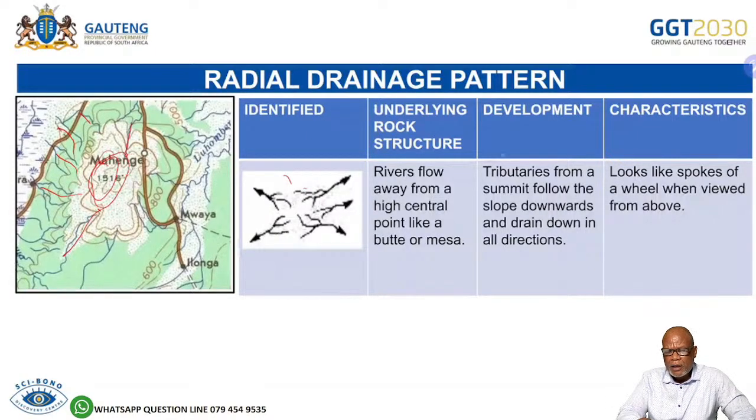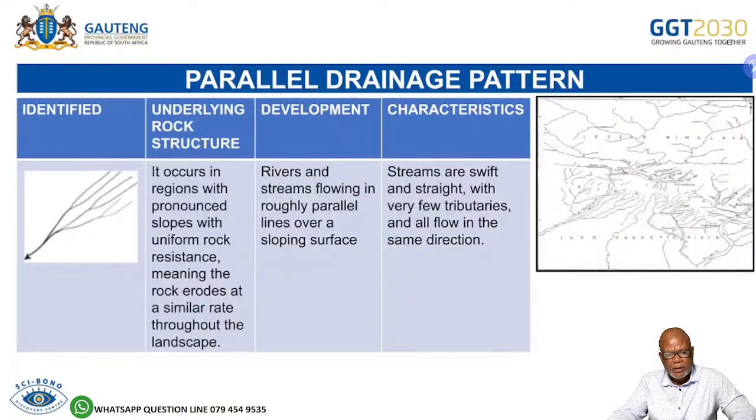And then what are the characteristics? You said it looks like the spokes of the wheel. And then what is the underlying rock? Rivers are flowing away from a high central point like a butte or a mesa. So you can see this one over here, you can consider this like a mesa because you can see the contour lines here in the middle are a little bit open from each other. So this will be your type of radial pattern.